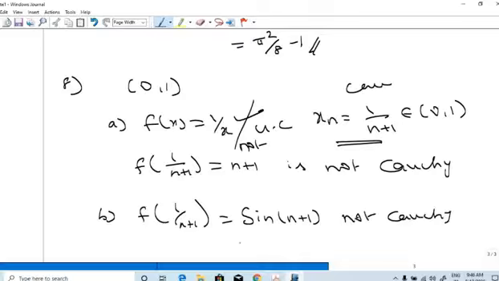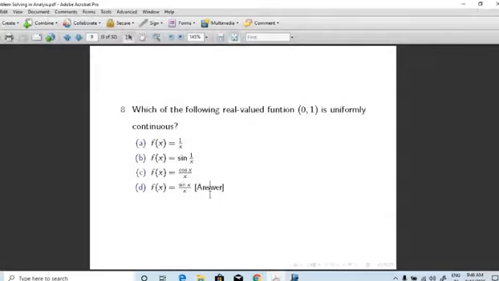So f of x equal to sin of 1 by x is not uniformly continuous, because it does not take a Cauchy sequence to a Cauchy sequence. And similarly, you can check the third one, f of x equal to cos x by x. Again, you can show that.